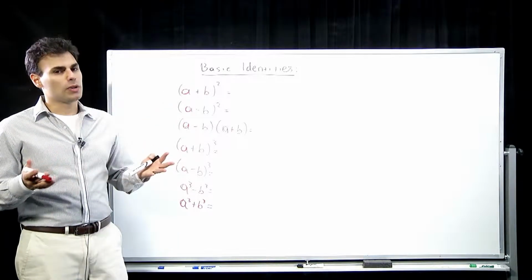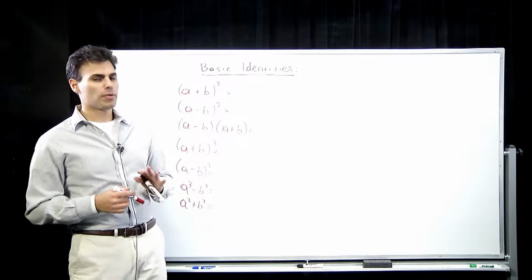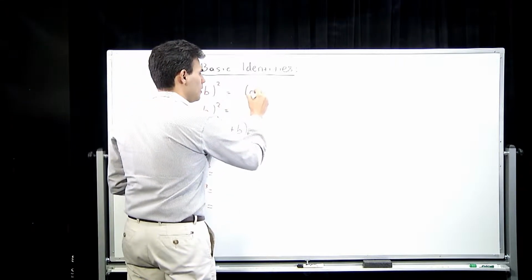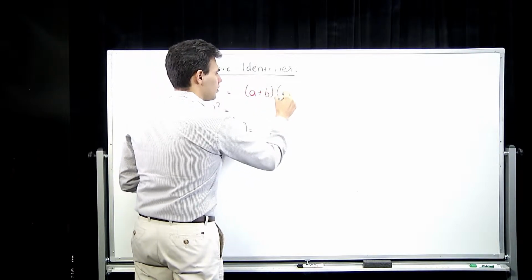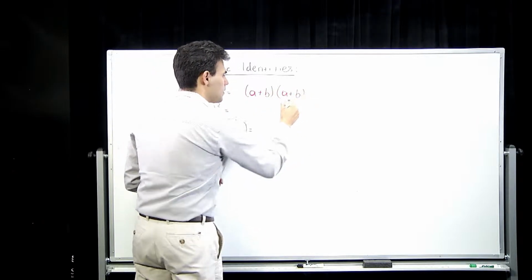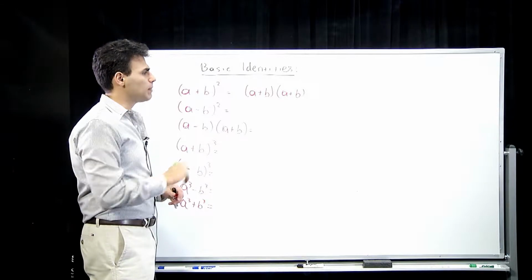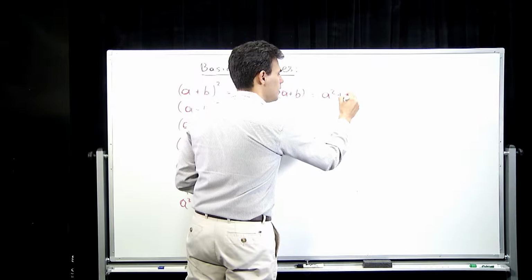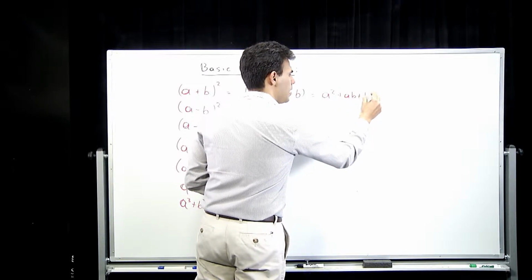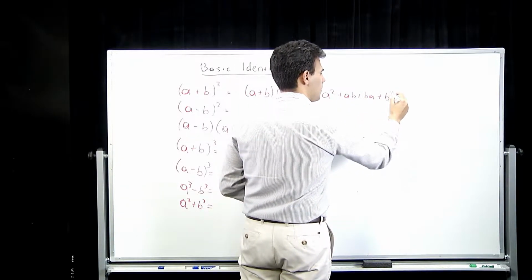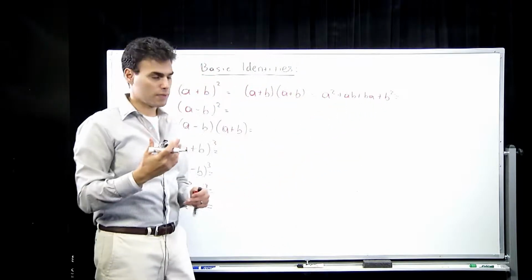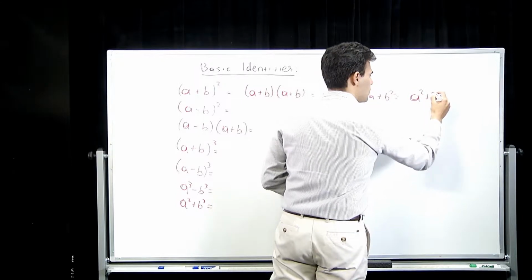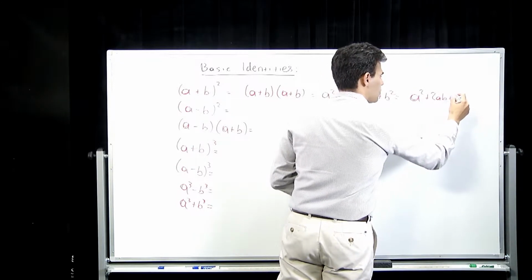Well, you would like to say that that is just a squared plus b squared, but we know that that's not true. And the way that you can find it is just basically write what this is all about. This just means a plus b times a plus b. And then you FOIL, and you get a squared plus ab plus ba plus b squared. And now these two terms are the same, so you can say this is a squared plus 2ab plus b squared.